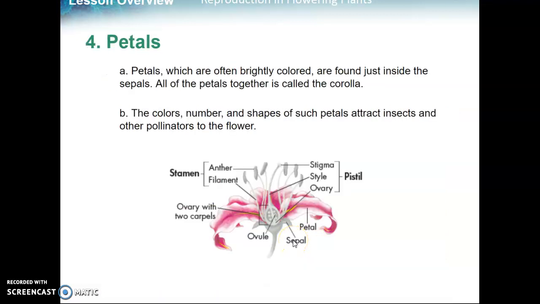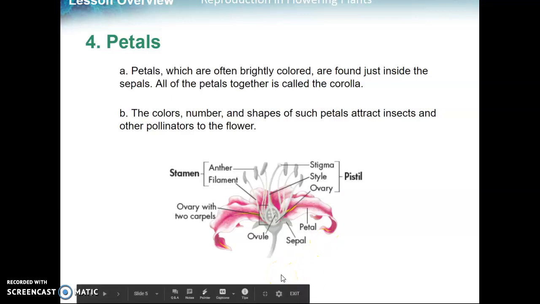Second group, petals. Often brightly colored, sometimes not, sometimes big, sometimes small. All the petals together have a name. They're called the corolla. So next time you ride in a Toyota Corolla, you can think you're riding in a Toyota flower petal car.